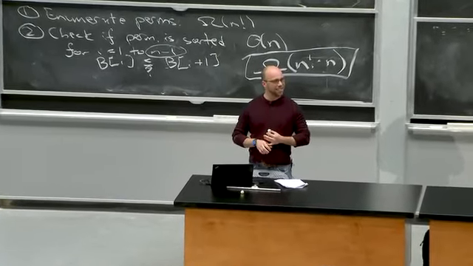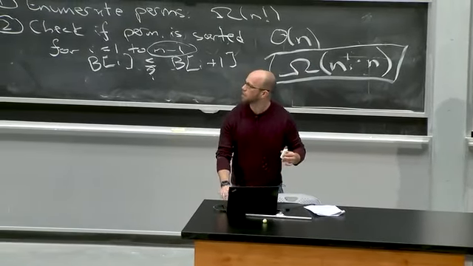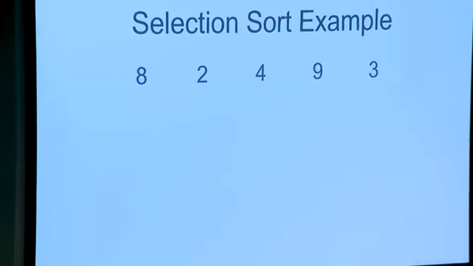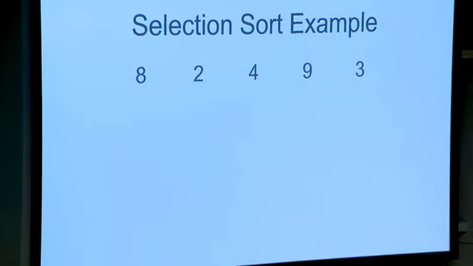Selection sort is exactly what it sounds like. Let's say I have a list of numbers: 8, 2, 4, 9, 3. And I want to sort this list of numbers. Here's a simple algorithm for how to do it: I can find the biggest number in this whole list and stick it at the end. So in this case, what's the biggest number in this list, everybody? 9. Good. See, this is why you go to MIT.